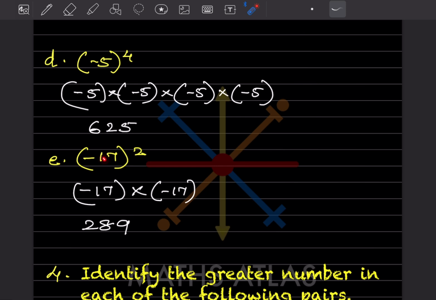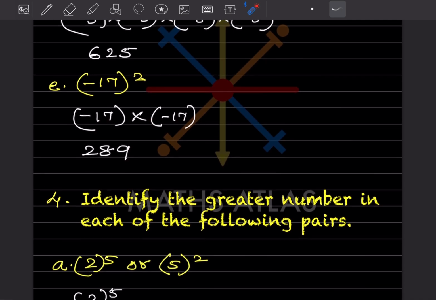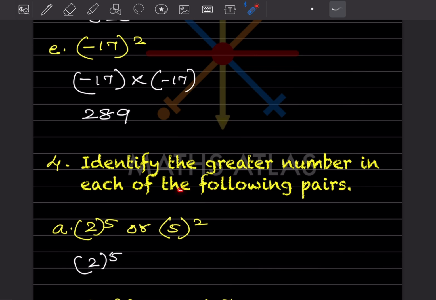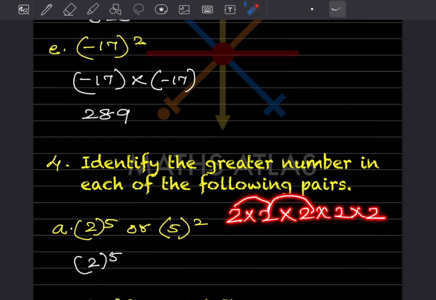So here now this is minus 17 to the 2, 2 times. So minus 17, that becomes positive because it's an even number. So that will be 289. Here they said identify the greater number in each of the following pairs. So here 2 raised to 5 or 5 raised to 2. So 2 raised to 5 means you are going to multiply 2, 1, 2, 3, 4 and 5. So 2 to the 4, 4 to the 8, 8 to the 16 and 16 to the 32.